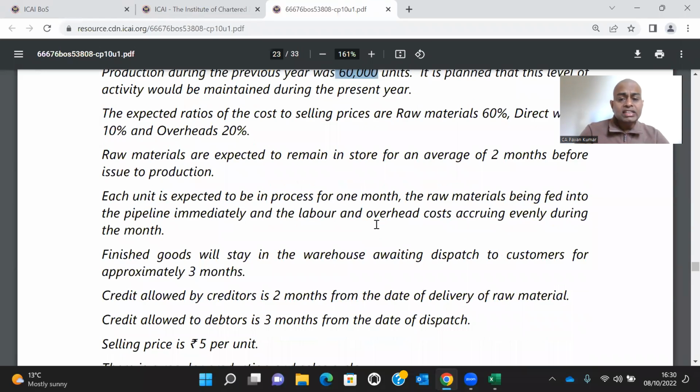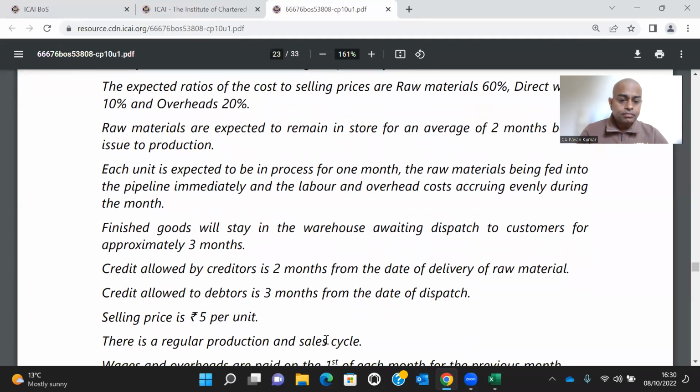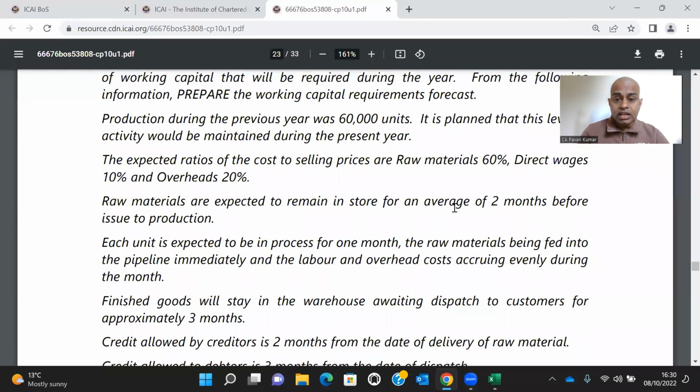Now, guys, what is the selling price? 5 per unit. In 5 rupees, raw material is 60%. Can you do this calculation and tell me what will be the raw material cost? 60% of 5. Take the calculator. Then it will be 3 rupees.